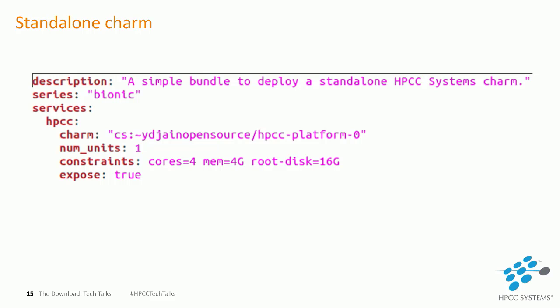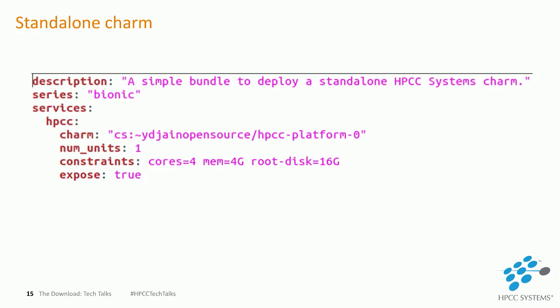So for the standalone charm, as you can see, there's a field for description, which can be anything, as the name suggests, just a brief description of what it does and what it is. Series is the Ubuntu version which you want to use for the base layer, for the operating system. It can be Bionic, it can be Genial, it can be anything. And services are the charms which you need to go and deploy into the model.